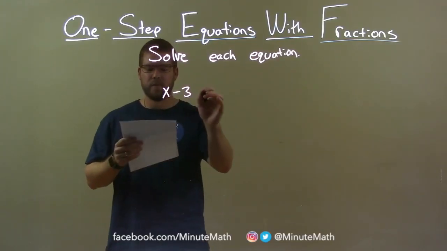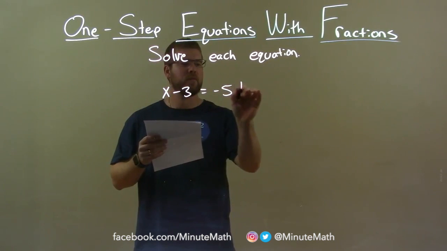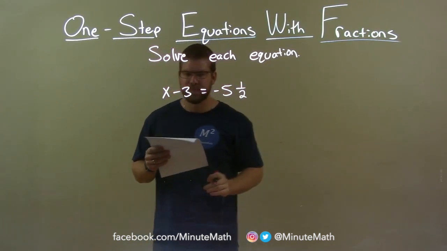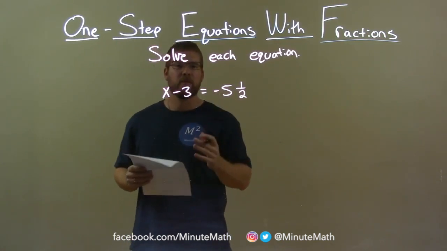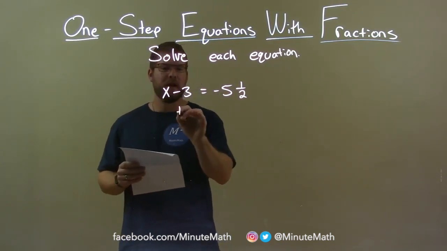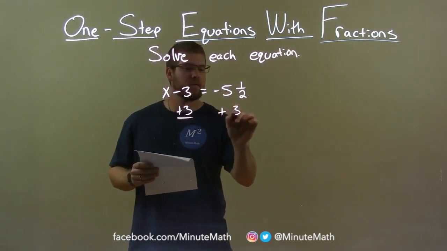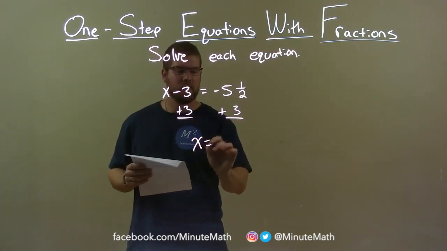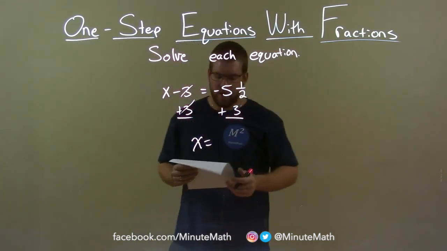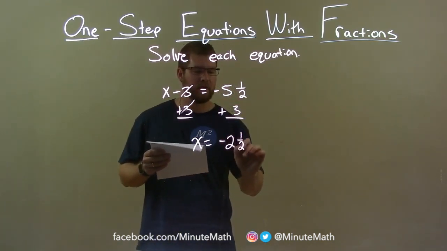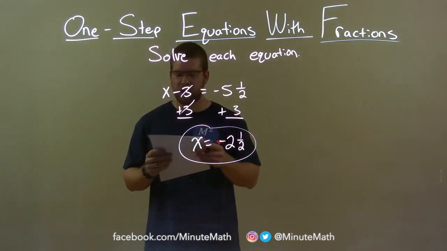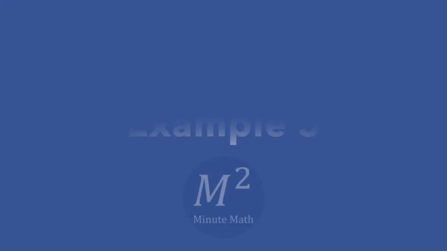X minus 3 equals negative 5 1/2. Well, I want to get x by itself. We're subtracting 3 from it. Opposite of subtraction is addition. So if I add 3 to both sides, we're left with x by itself on the left. The 3's cancel. On the right, negative 5 1/2 plus 3 is negative 2 1/2. And so our final answer here is just x equals negative 2 1/2.